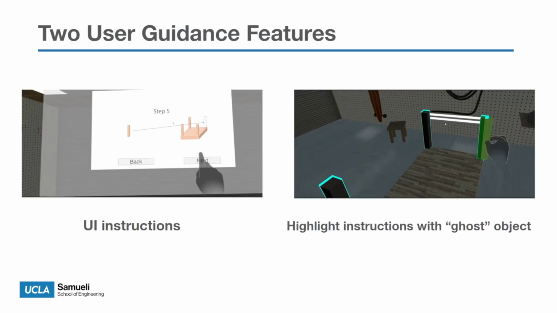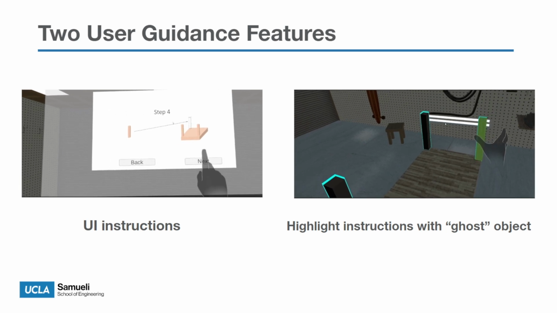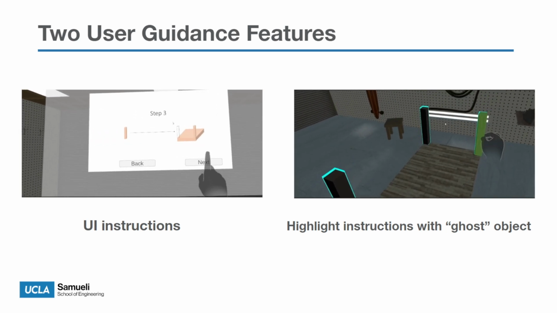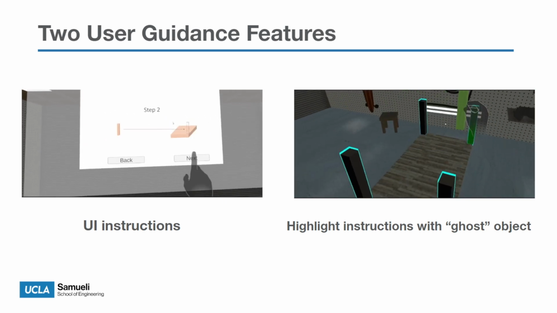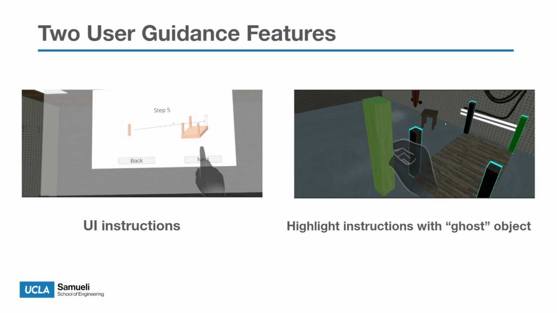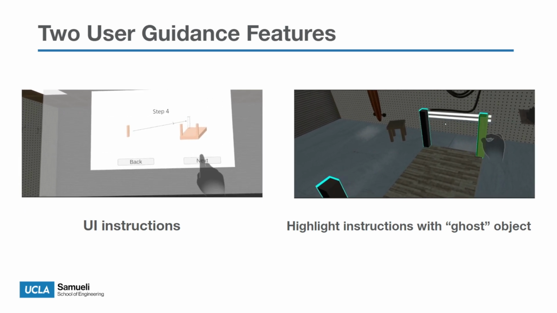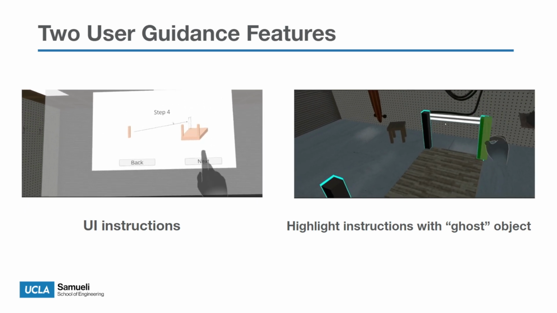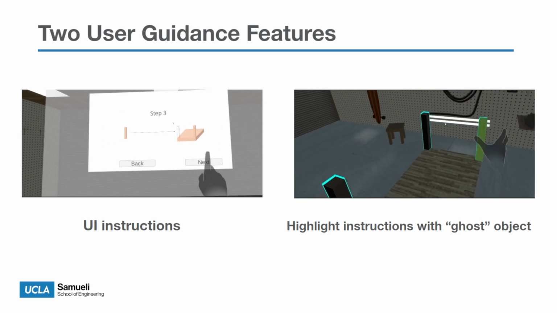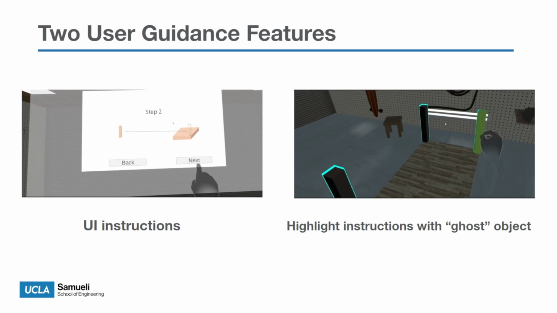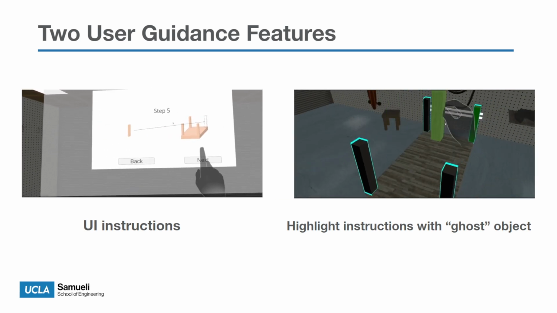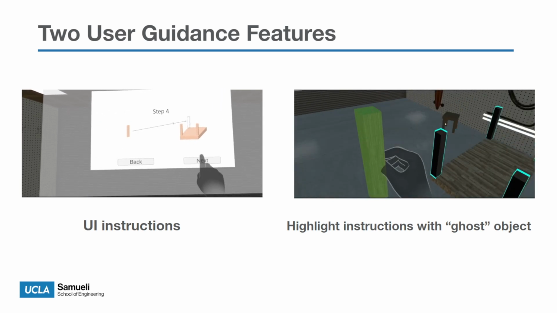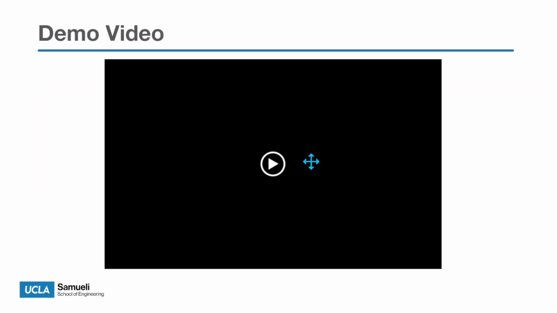Before we watch the video, it's worth noting our 2 main features for user guidance. The first one is UI instructions, which means the user can refer to a UI for guidance and go back or skip steps as they want. The second one is the highlight instructions with ghost objects. Next to the table pieces, there will be a ghost table to help the user put different pieces in place, with the corresponding objects highlighted. Now, let's see a quick demo of our Assembler.